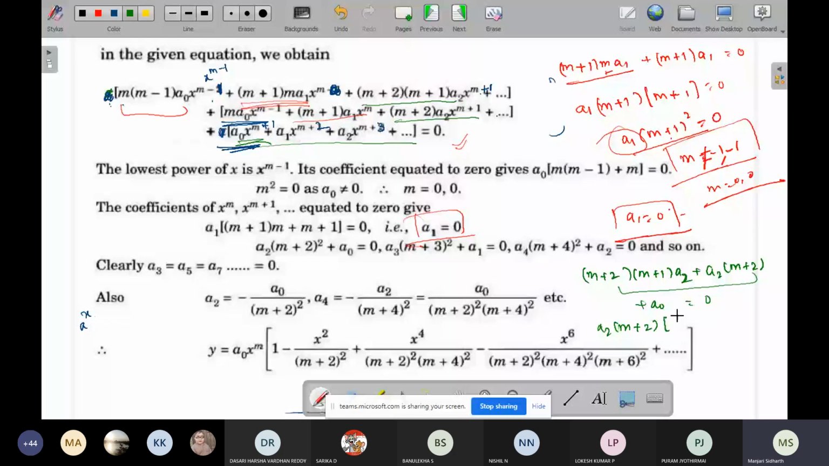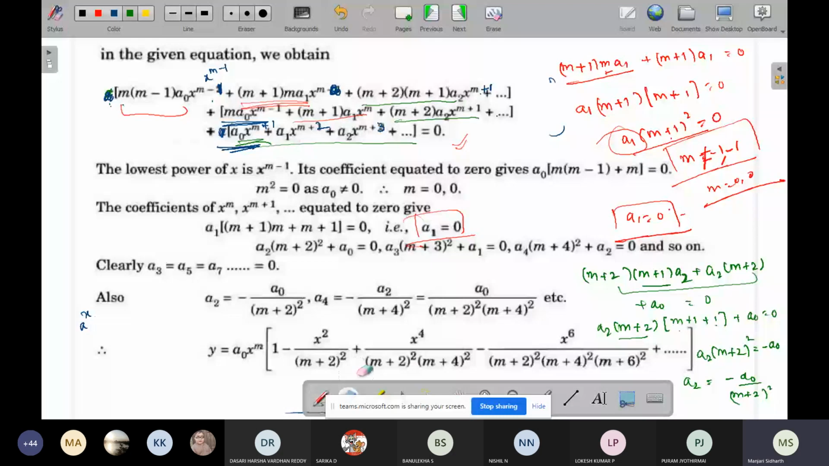So m plus 1 is here, then plus 1, plus a naught is equal to 0. So m plus 2, that means a2 times m plus 2 whole square minus a naught. So a2 value is minus a naught divided by m plus 2 whole square.